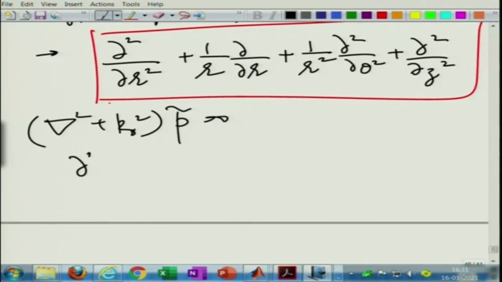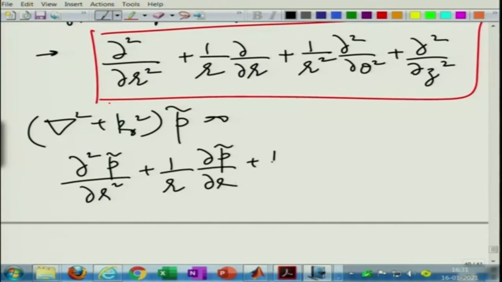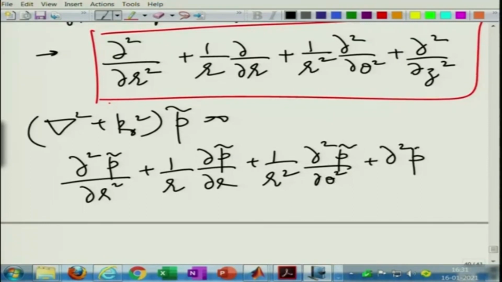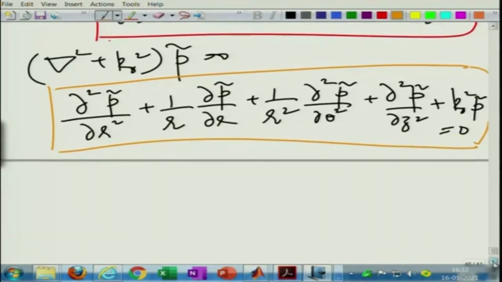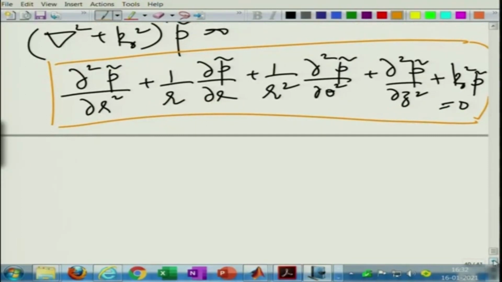That would mean this is p tilde plus 1 by r del r p tilde plus 1 by r square operates upon this p tilde is 0. So, this is your wave equation in cylindrical polar coordinates. Obviously, there is a lot of work to be done before you arrive here. So, I am just presenting the final product, what is going to happen.